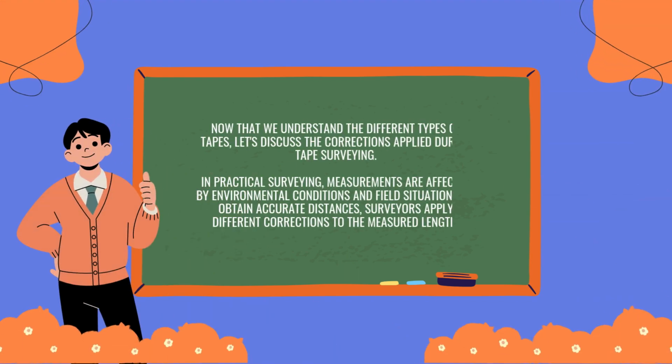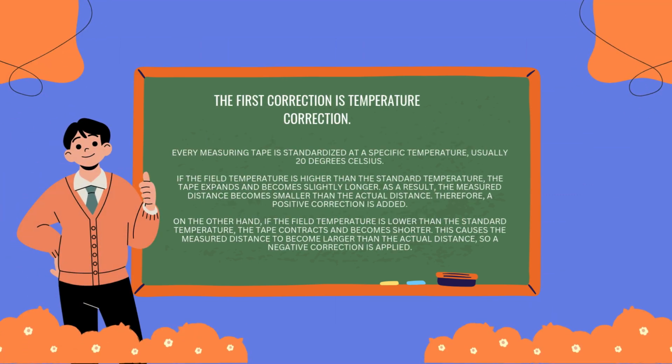Now that we understand the different types of tapes, let's discuss the corrections applied during tape surveying. In practical surveying, measurements are affected by environmental conditions and field situations. To obtain accurate distances, surveyors apply different corrections to the measured length. The first correction is temperature correction.